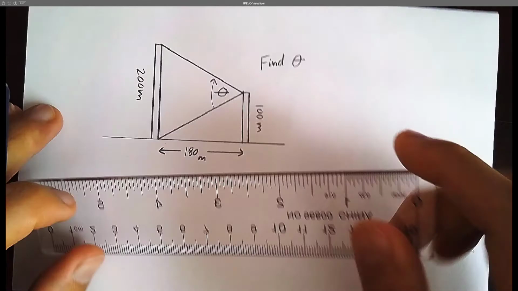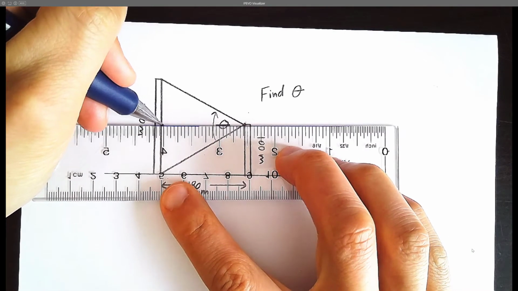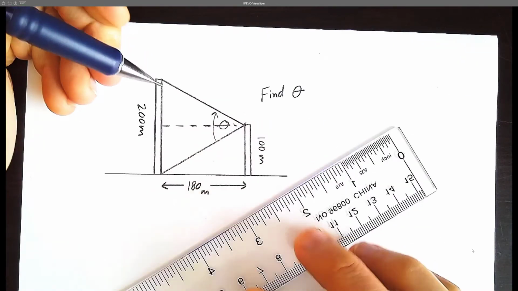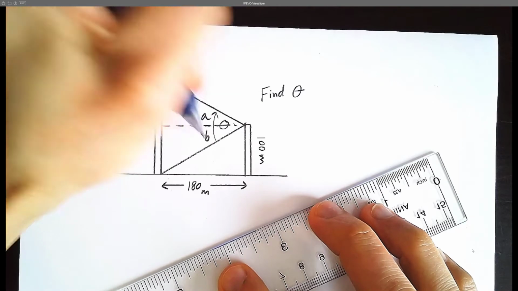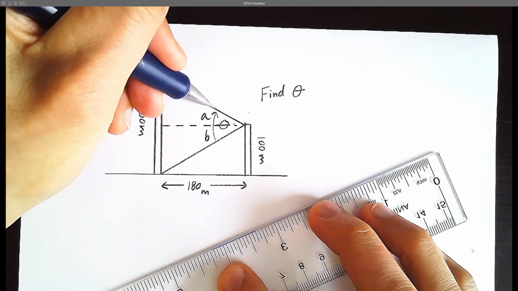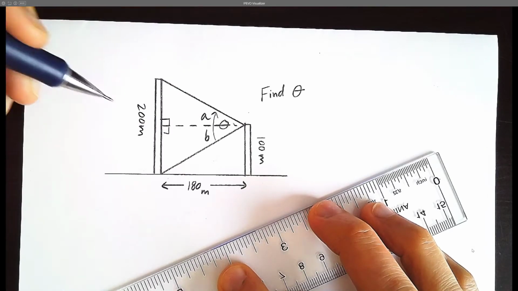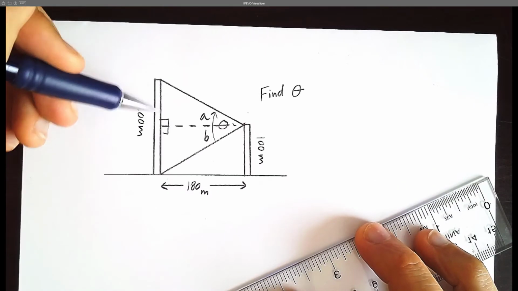So one way to do this SOH CAH TOA problem is to slice this into two right triangles. You could call this angle A, and we could call this angle B. And the final answer, theta, would be A plus B. We're going to assume this building is a right angle, and let's focus on this height over here.